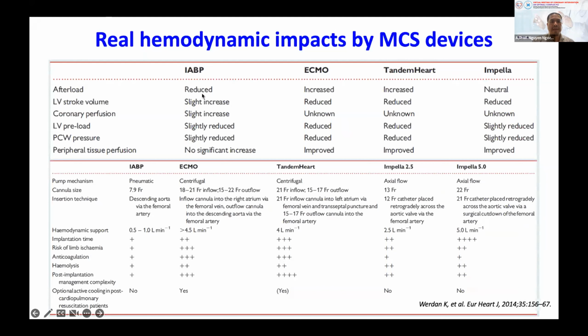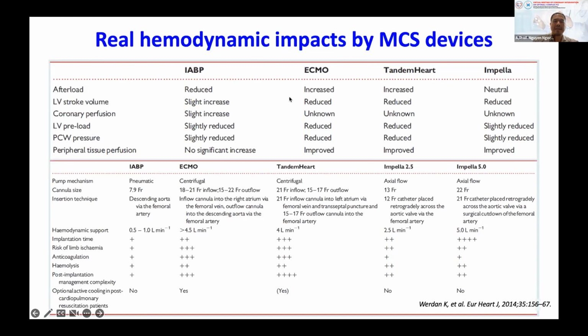You can see here for IABP is reduced afterload, but the coronary perfusion is slightly increasing, but also not significantly, for the peripheral tissue perfusion, and also slightly reduced PCW. For ECMO, it actually can reduce LV stroke, reduce LV preload, and even it can improve the peripheral tissue perfusion. For Impella, the afterload is neutral, but there is not enough data about the coronary perfusion. But for LV preload is significantly reduced.